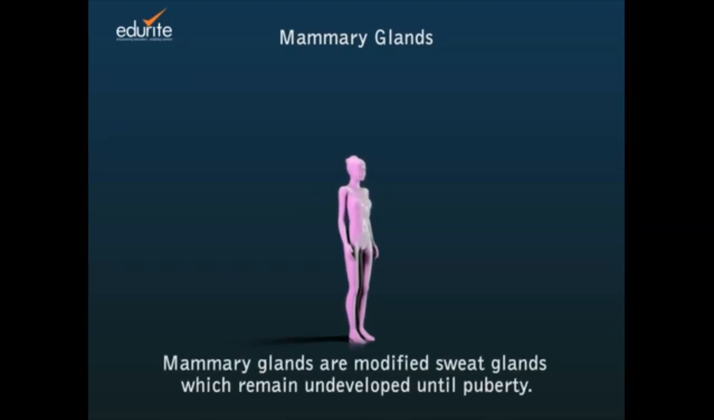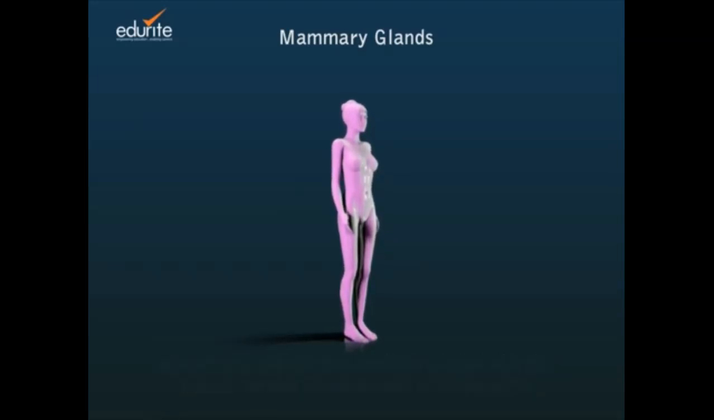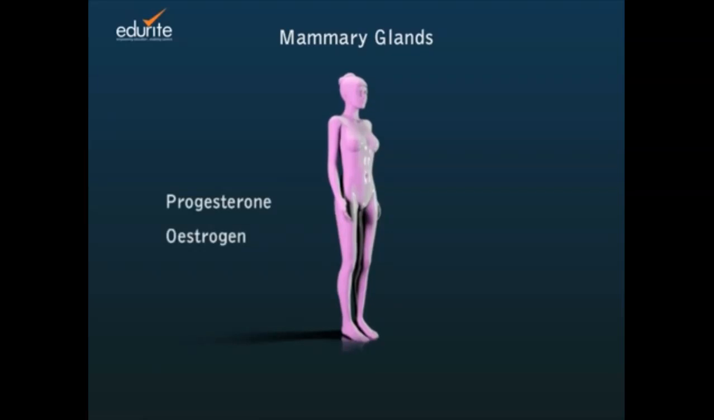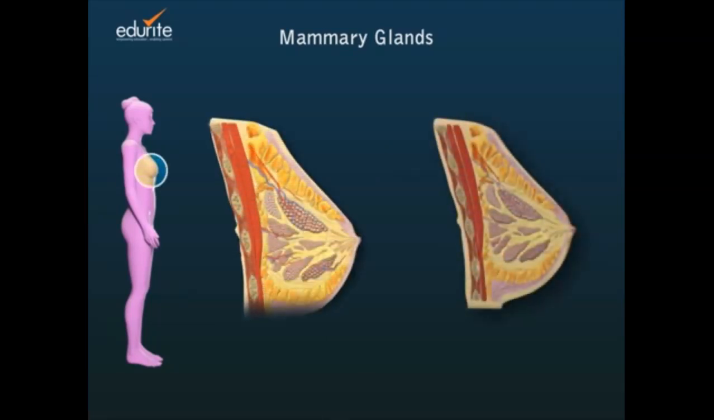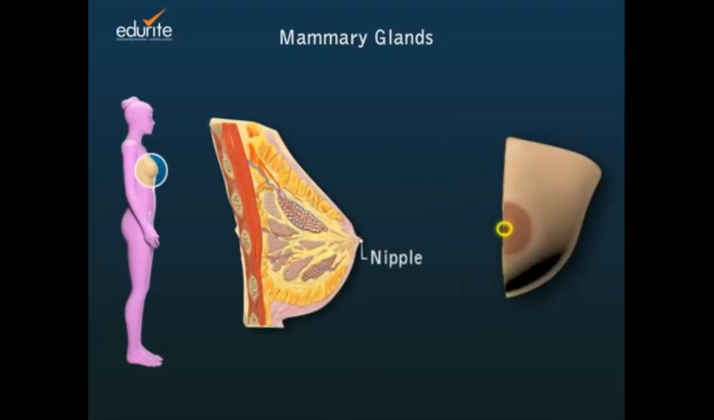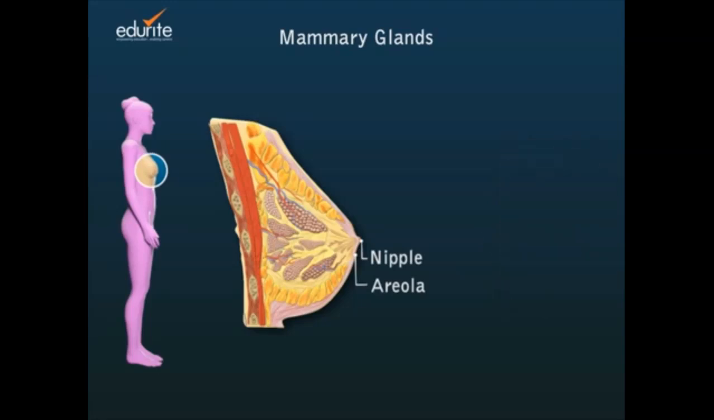The mammary glands are modified sweat glands which remain undeveloped until puberty. They develop when progesterone and estrogen are secreted by the ovaries. The surface of a mammary gland has a projection called the nipple, which is surrounded by a circular pigmented area called the areola. The mammary glands are composed of glandular tissue and variable amounts of fat. This glandular tissue of each breast is divided into compartments called mammary lobes, ranging from 15 to 20.